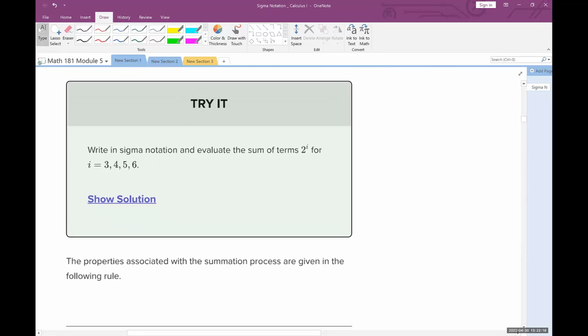So how would you write this? Now notice where it starts. Write the sigma notation and evaluate the sum of the terms 2 to the I for I equals 3, 4, 5, and 6. So how would you express that? Where does I start? I starts at 3. How far does it go? 6. And what is happening to I? So it becomes 2 to the I.